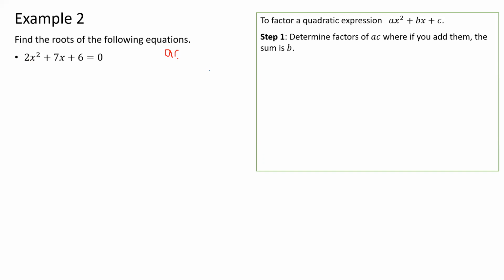So our ac here is equal to 12, 2 times 6, right? And b is the coefficient of x, which is 7. Okay, so step 2.